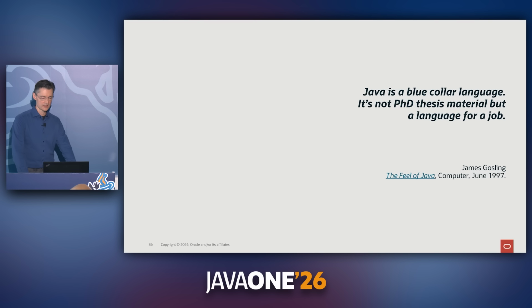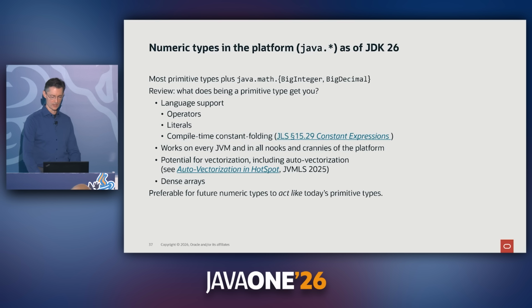As James Gosling said many years ago, Java is not an academic language. It's to get various jobs done. And different numeric types are integral in getting different sorts of jobs done. So for the numeric types we have in the platform, as of today in JDK 26, we have those primitive types as well as BigInteger and BigDecimal.